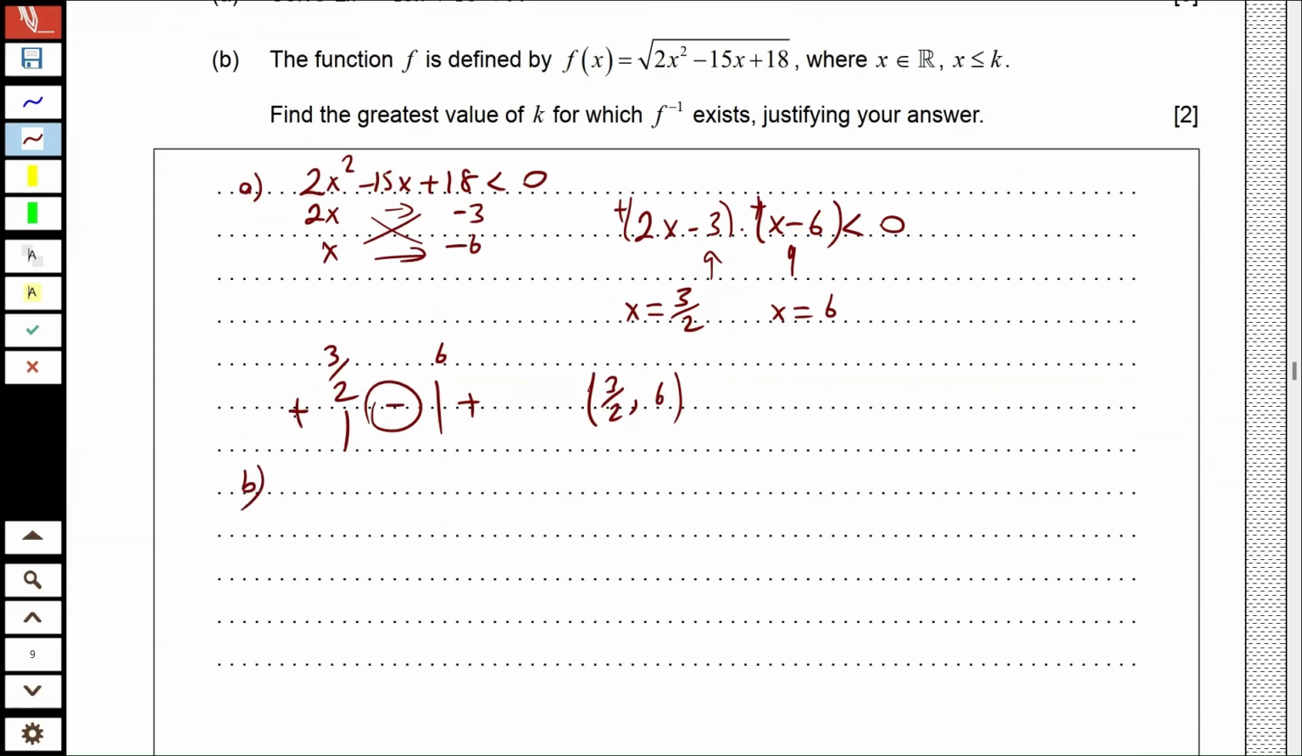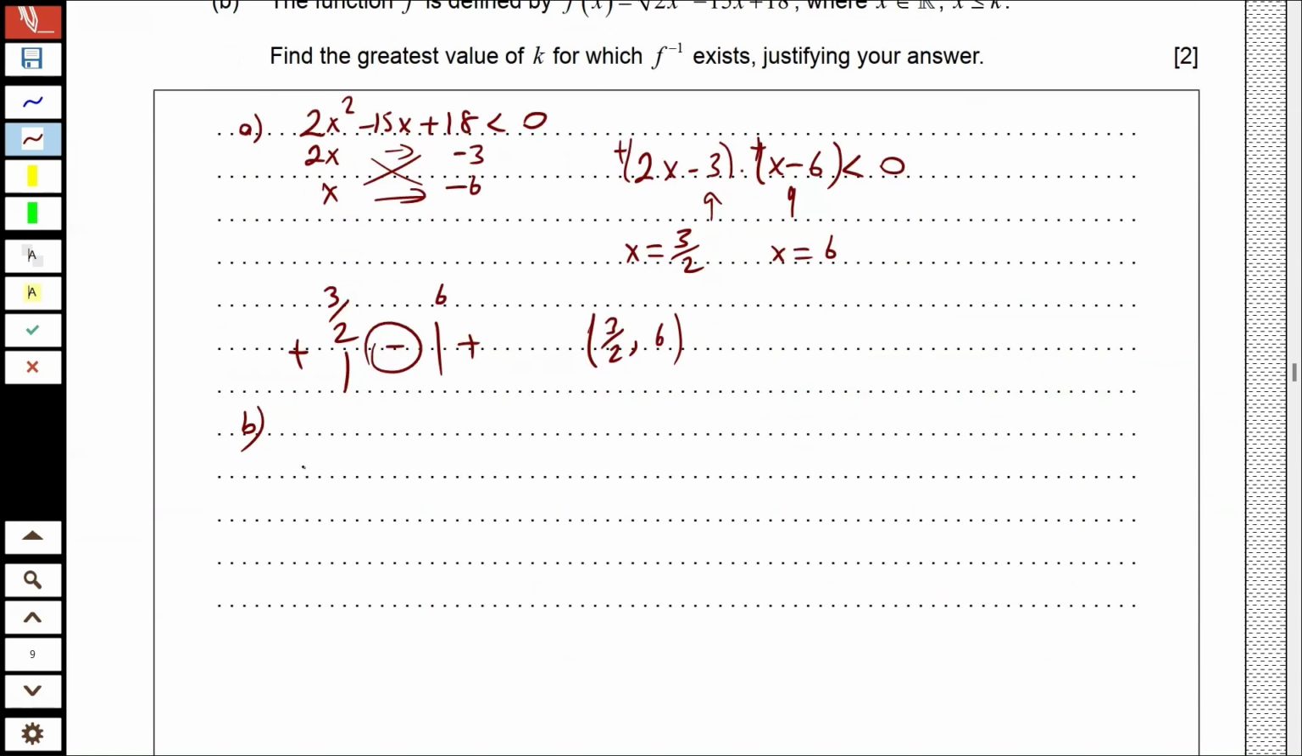At question B, there is f of x, the square root of the same quadratic.